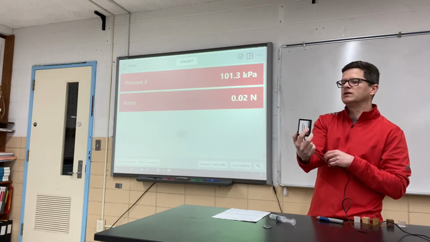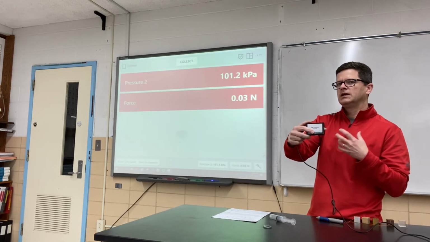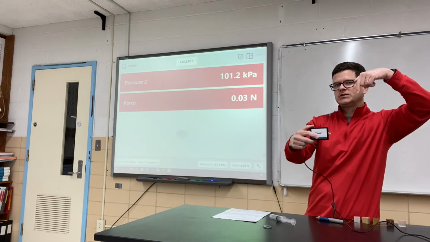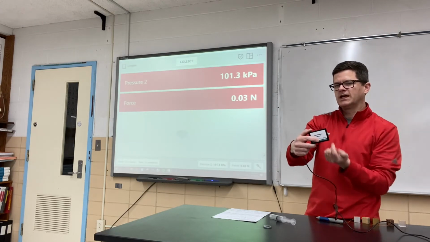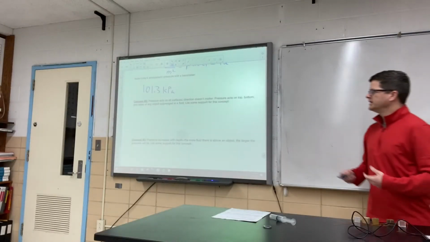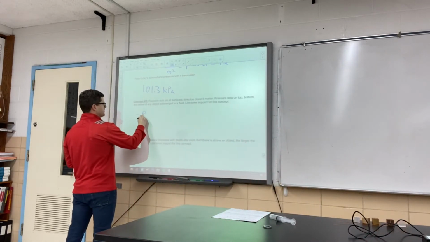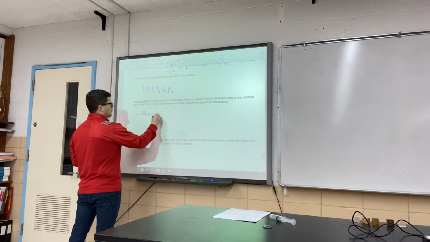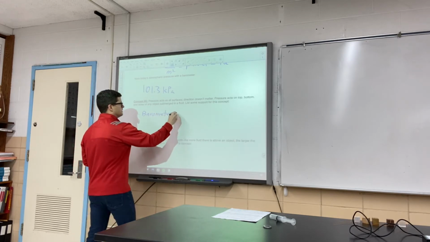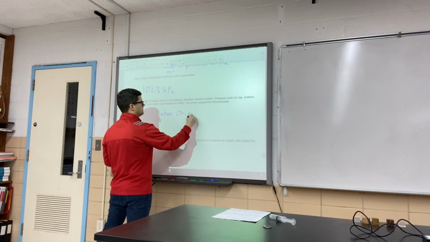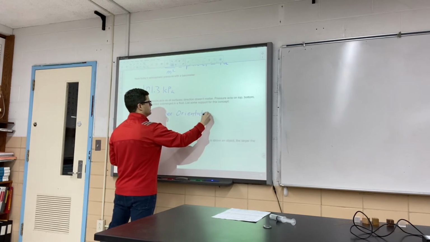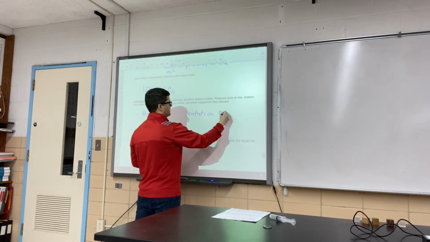But that's an important thing to note too, that fluid pressure is not only going to act on the top surface of something, but also the sides and the bottom. So if you wanted to note some evidence or some support: the barometer orientation doesn't matter.